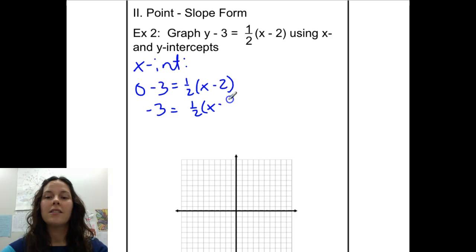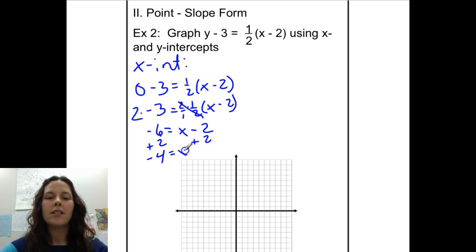Now I have 2 options. A lot of you might be tempted to distribute that 1/2 in, but that's going to take you longer to get x alone. What I'm going to do instead is cancel the multiplication by 1/2 by multiplying by the reciprocal, or 2 over 1. So I'm going to multiply both sides of my equal sign by 2. That'll cancel the multiplying by 1/2. On the left side I get negative 6, and then I can drop the parentheses on the right side and finish by adding 2 to both sides. So I get negative 4 equals x. Writing that as an ordered pair, I solved and got negative 4 for x when I substituted 0 for y.